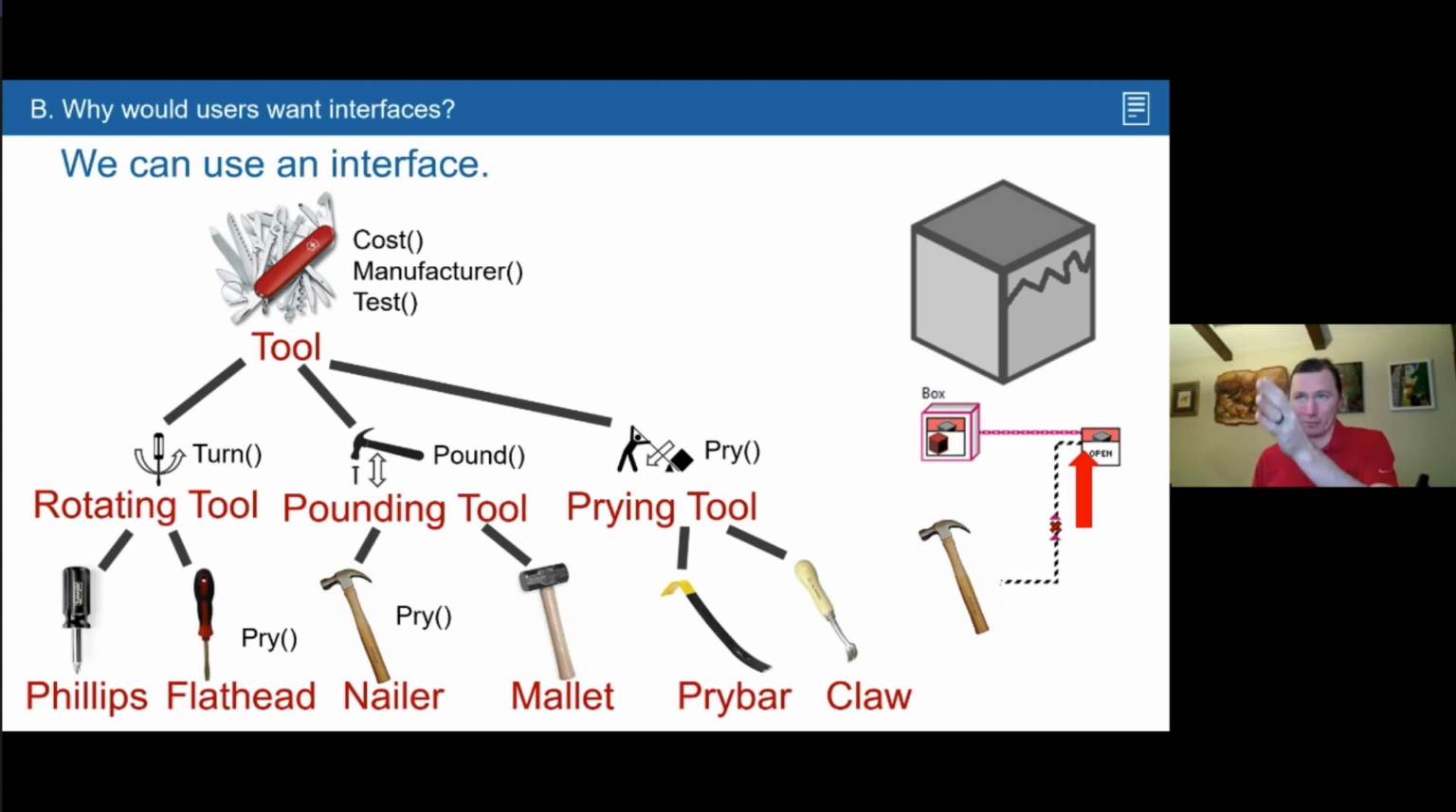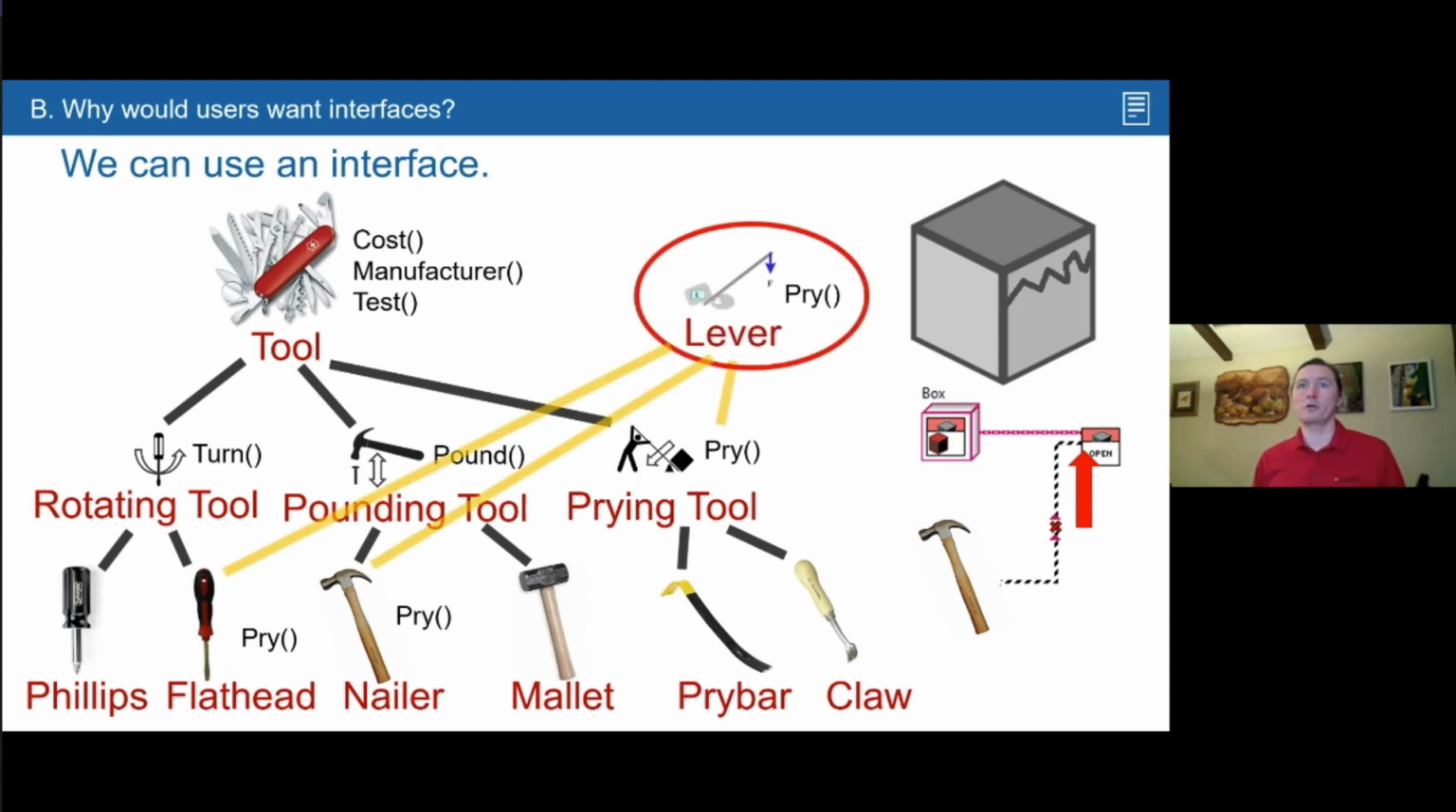All right, we need to set that terminal. We're not going to just put it up on tool. We're going to do something better. So here we go. We're going to introduce a lever interface. We're going to say, hey, lever, you get the pry method. And then the prying tool is going to inherit from lever, and it'll override and define the behavior for pry bar and claw. But we're also going to make the flathead and the nailer, just those two classes specifically, inherit from lever.